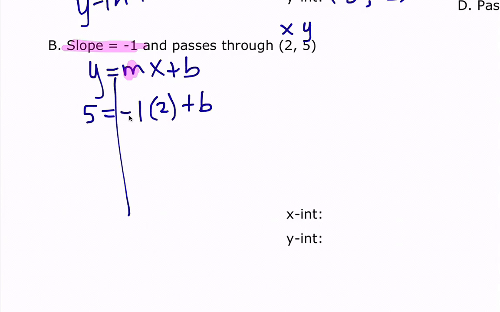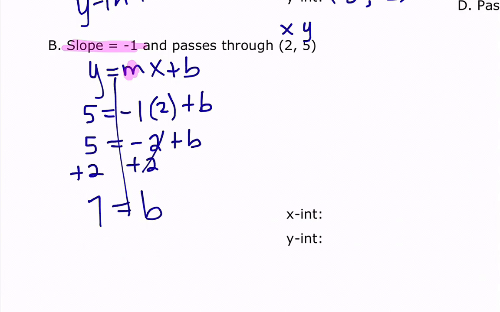All right, so let's multiply this. -1 times 2 is -2. So on this side, I really have -2 plus b. On the left side, my 5 drops down. So to get b by itself, I have to get rid of a -2 by adding 2 to both sides. 5 plus 2 is 7. The 2's cancel out on the right side, so b drops down.